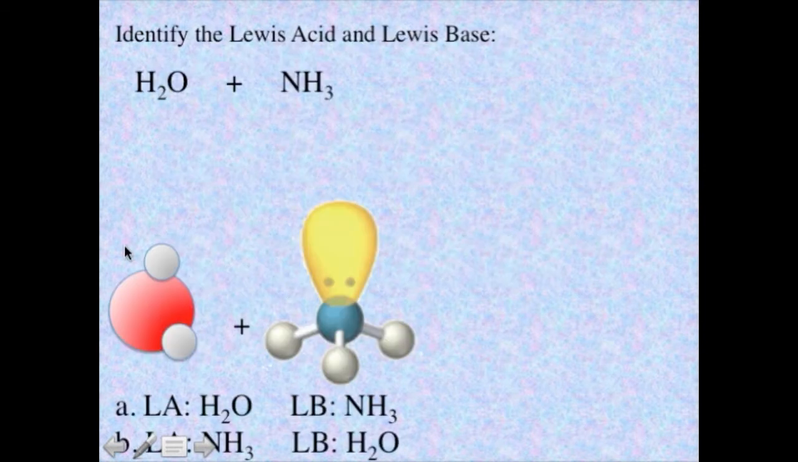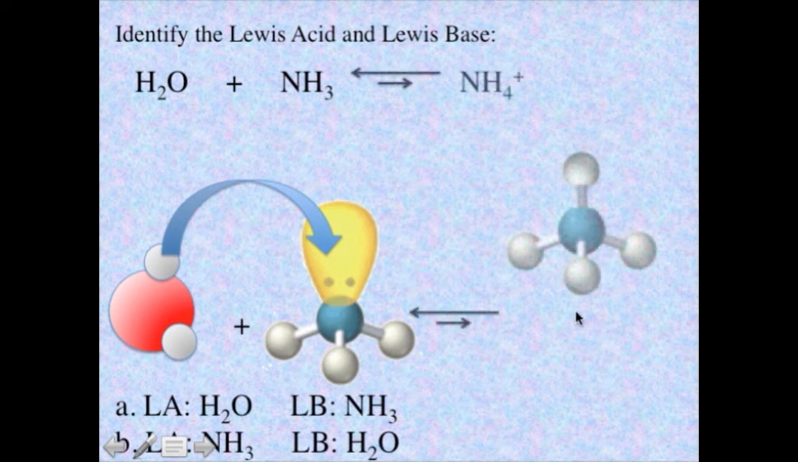So here's a question. Identify the Lewis acid and Lewis base when a water molecule reacts with an ammonia molecule. What happens, of course, is that the water molecule donates a proton to the lone pair of electrons on ammonia. It forms the ammonium cation NH4+, and the hydroxide anion OH-.